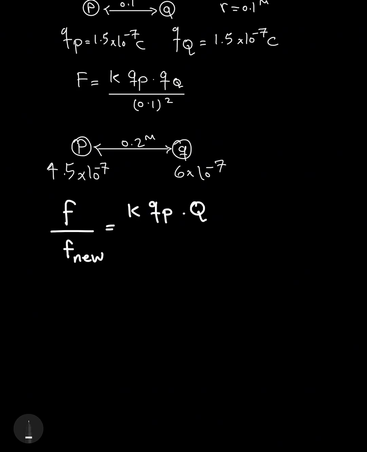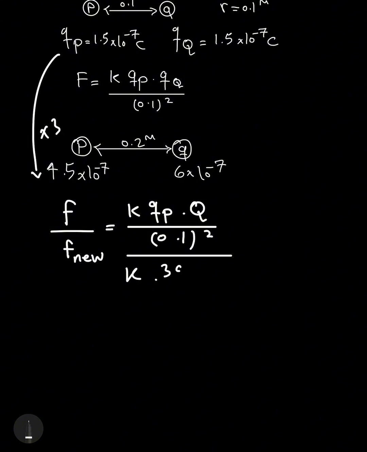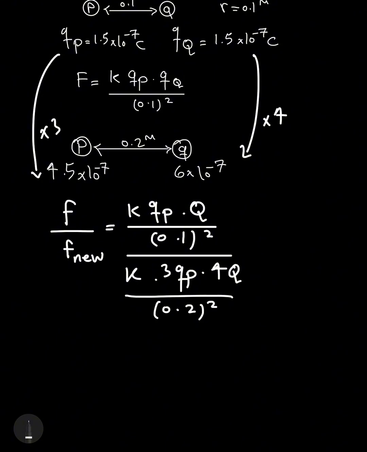So K QP times Q, I'm just going to write Q instead of QQ because it sounds weird, divided by the distance between them, 0.1 squared. And that gets divided by the new force. So again, we have K times the new amount of force. Like I mentioned, this force is just a tripled version of the initial force. So it's QP times 3. So I can write 3 times QP, and the charge multiplied by 1.5 also gets multiplied by 4. So 4 times Q. And this gets divided by the distance between them, which is 0.2 squared.